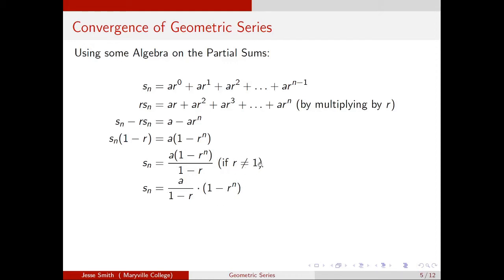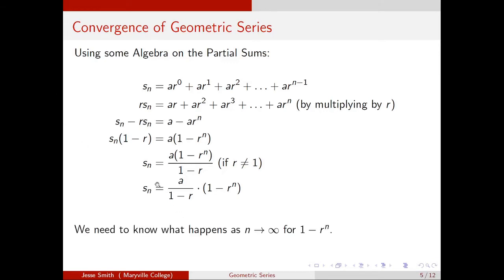This is legal when r is not 1. If r is 1, I would be dividing by 0. So this move is only valid if I'm not dividing by 0. So r is not 1. This is true. When r is 1, it does not work. We will handle that case separately.